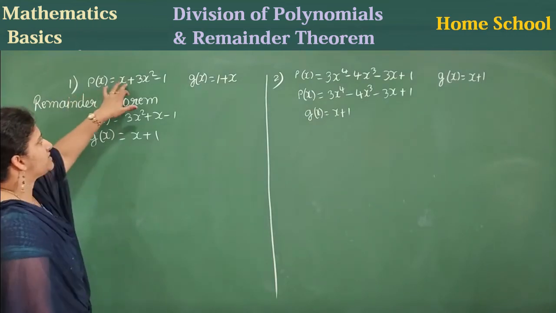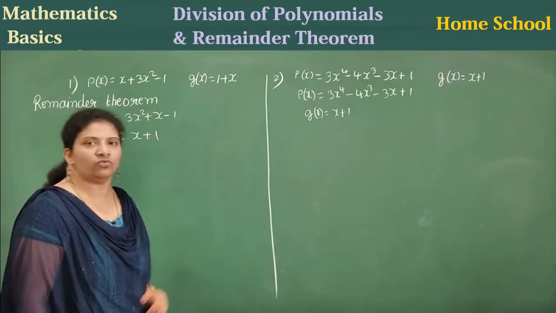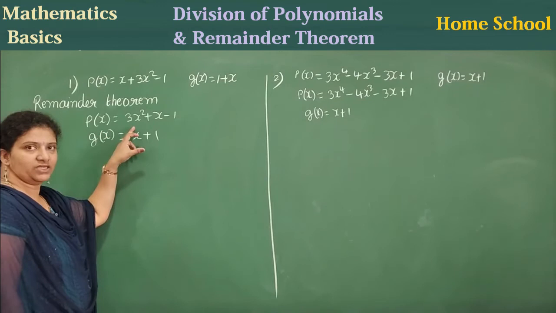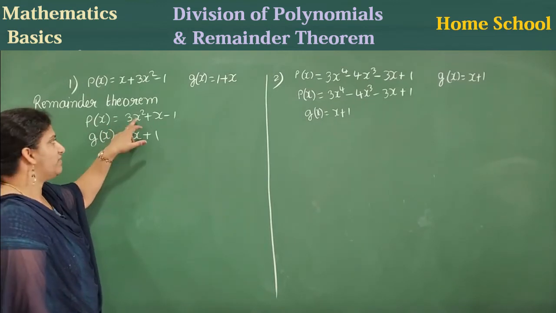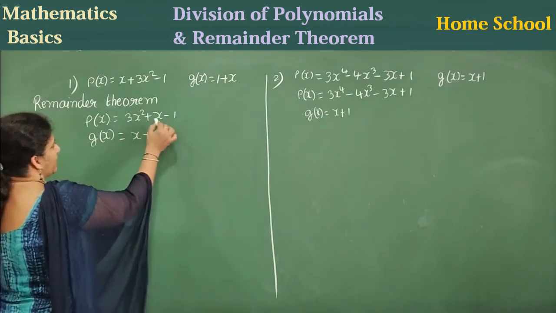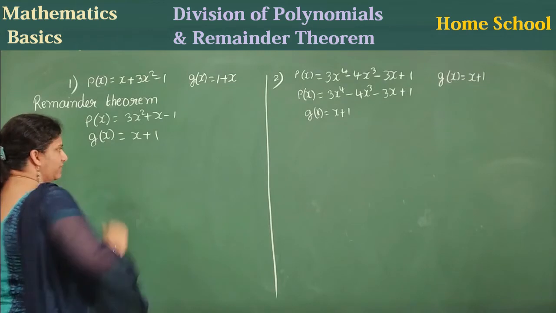P of x is equal to x plus 3x square minus 1. G of x is equal to 1 plus x. First step is same. Arrange the terms carefully, in such a way from the highest power to the lowest power. That is 3x squared plus x minus 1. G of x is equal to x plus 1.